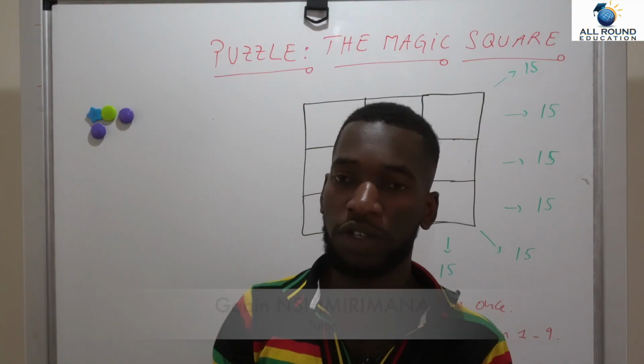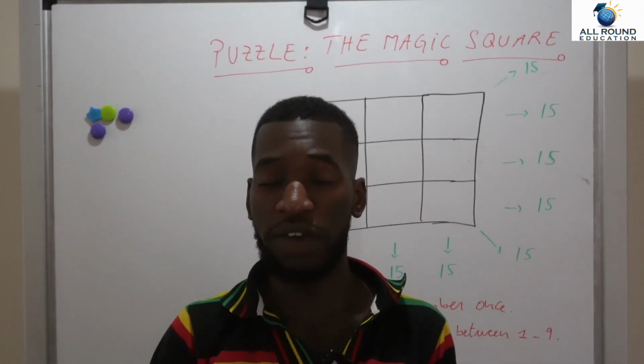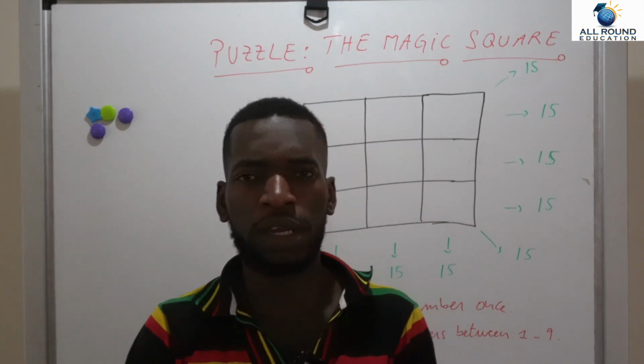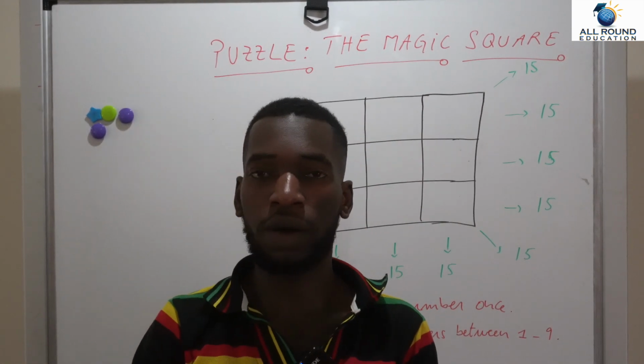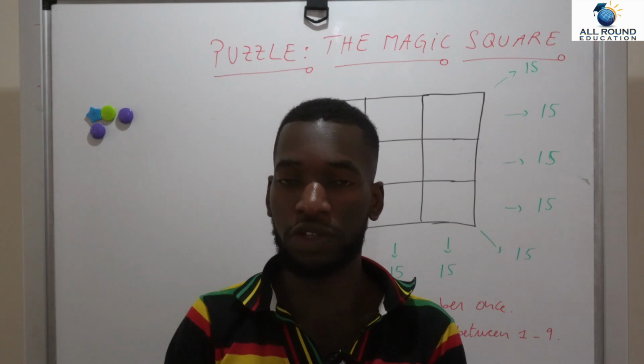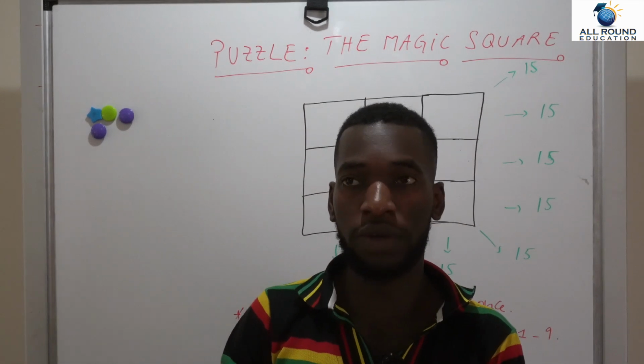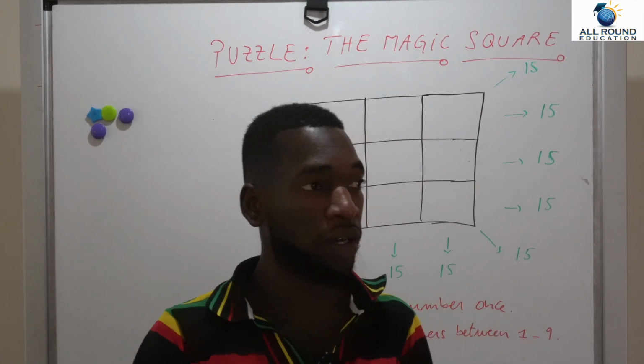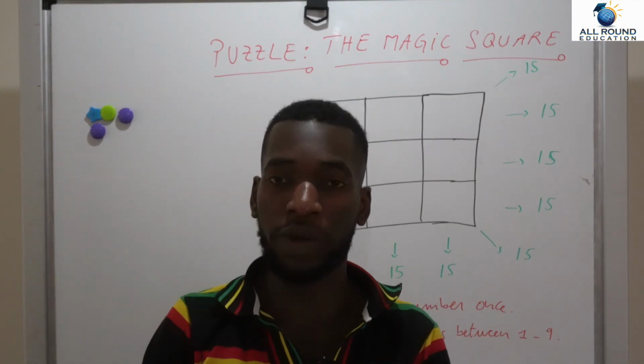So I have prepared a puzzle for you. I'm pretty sure you have seen it before, or if you haven't, then this will be your first time to see it, right? This puzzle is called a magic square. It's a magic square because it's made of a square. So we have a square of 9 small squares, right?